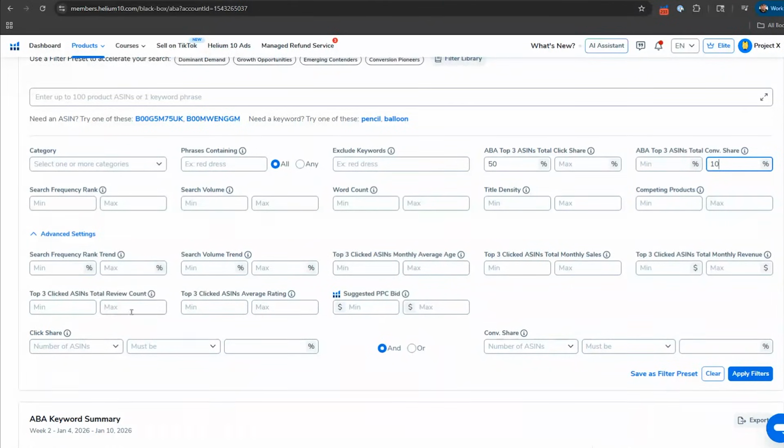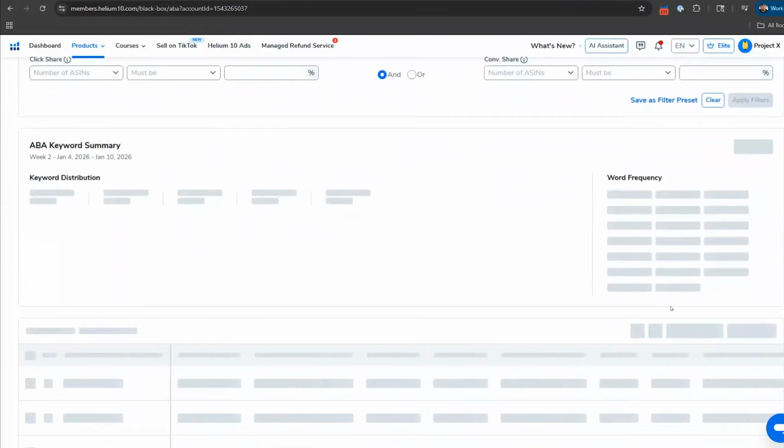Another thing I can do is, hey, show me where the top 3 clicked ASINs' total review count is like maybe less than 500, meaning that these products are maybe newer products. Let's go down even further. Let's go down to like 300. Let's go ahead and hit apply filters and see if anything comes up here.